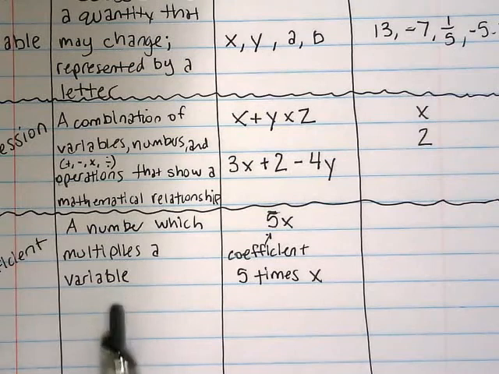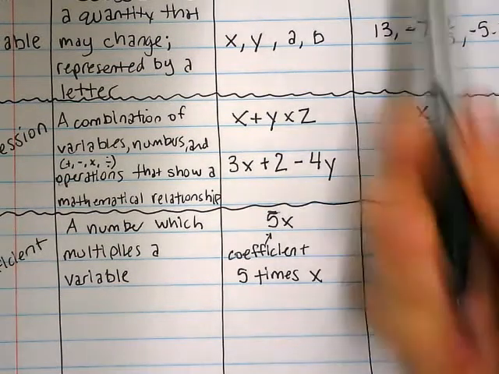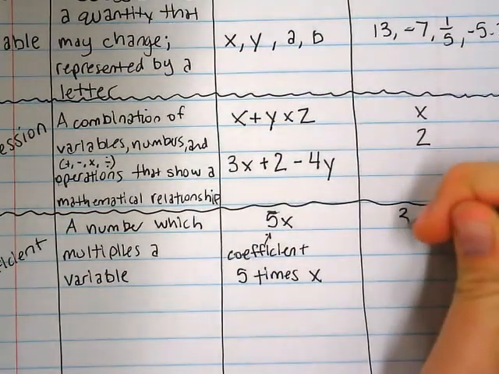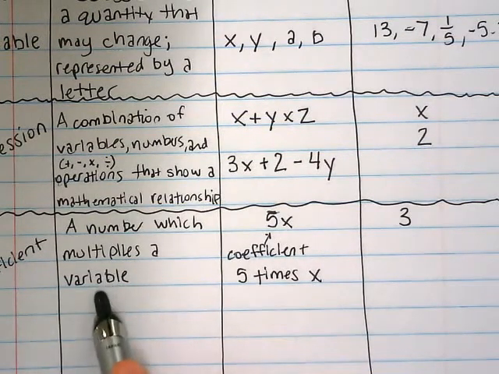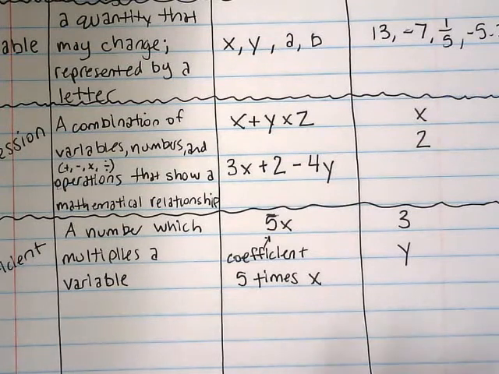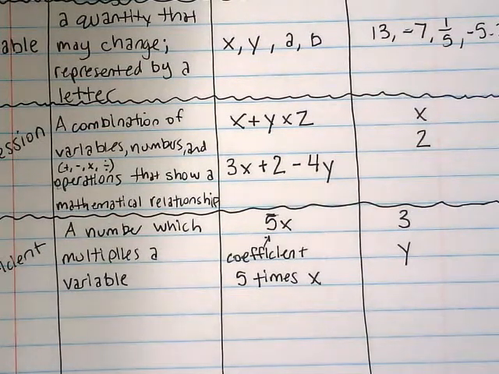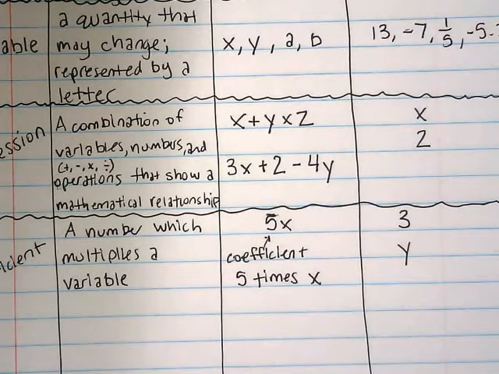So some examples of things that are not coefficients, some non-examples would be if we just had the number 3. In this case, 3 is a number, but it's not being multiplied by a variable. So it's just a constant. Or we could also have y. Y is a variable, but there's no number that's multiplying by it to be our coefficient. The coefficient is going to be the number that multiplies the variable, or the number in front of the variable.